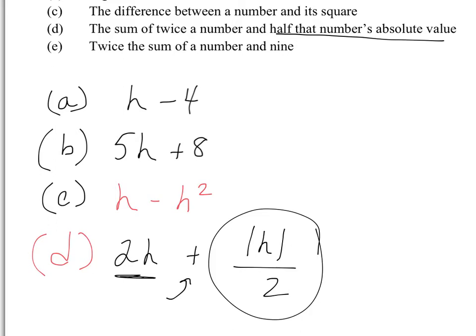Now, how else could I have written this? Instead of absolute value of h over 2, what else could you do, Nina? Half times the absolute value. Yeah, you could always put a 1 half as a coefficient and multiply it by the absolute value of h. So if you had done this instead of dividing by 2, it's also correct. Half of a number, same as dividing by 2, based on our definition of division. And finally, part E, Kyle.